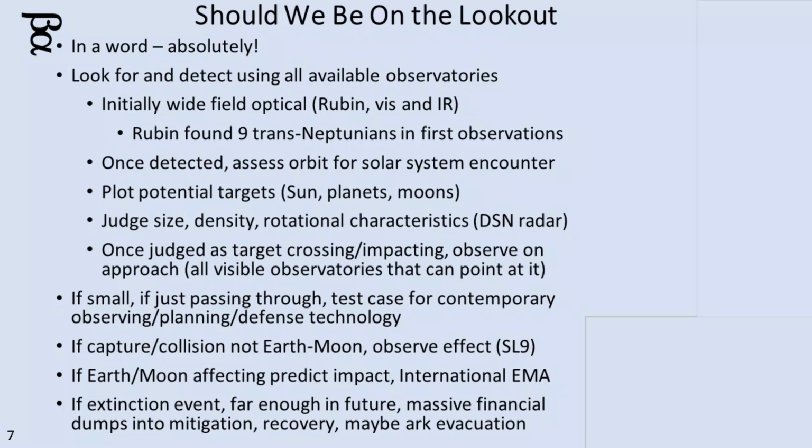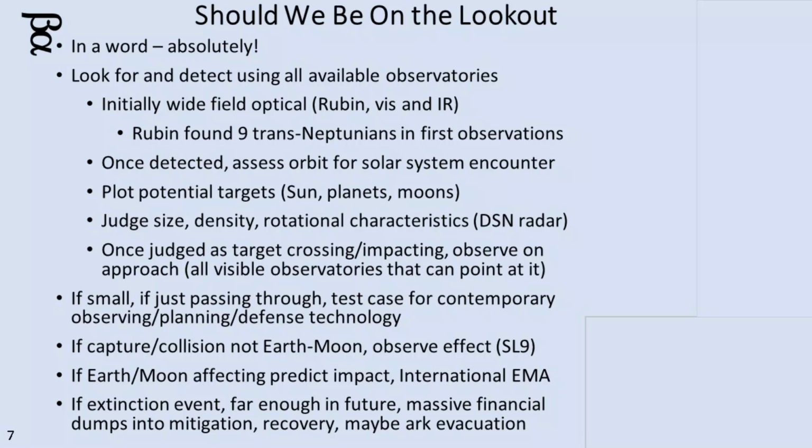In its first observing, the Rubin found 9 trans-Neptunian things. These are objects that are in orbit out past Neptune, before the Kuiper belt. It found 9 of them the first time it looked out in that direction. That's just one small spot of sky, 3 degrees by 3 degrees.